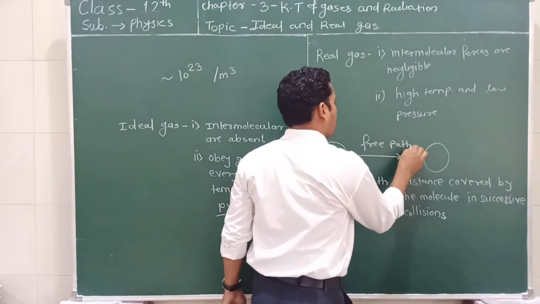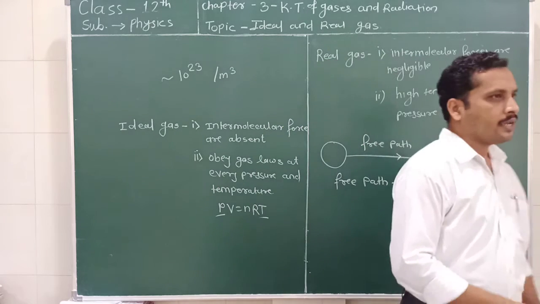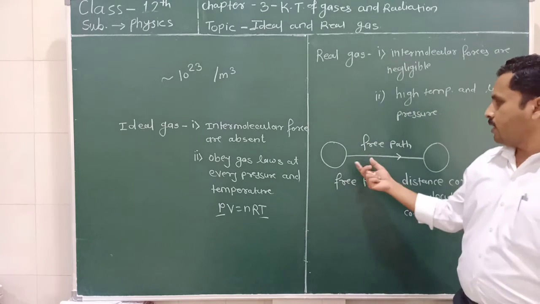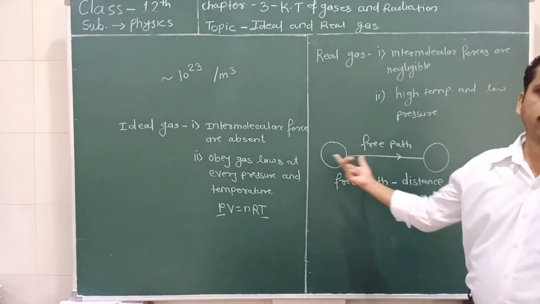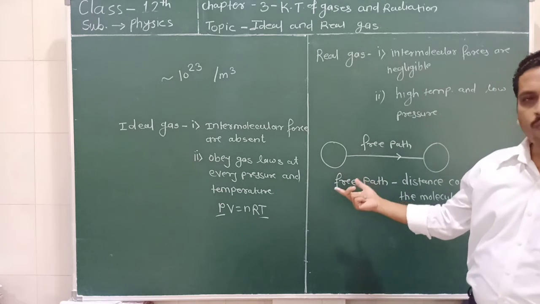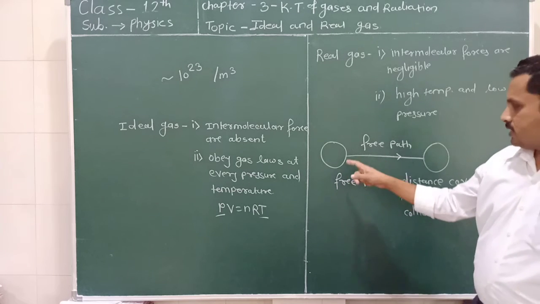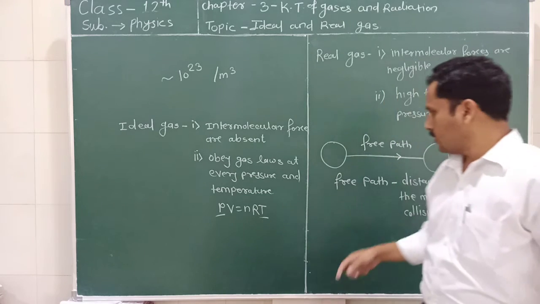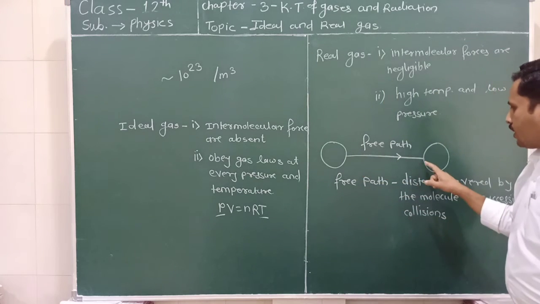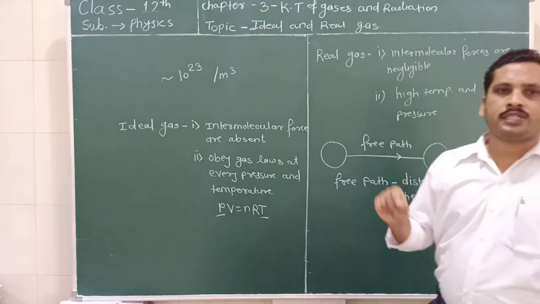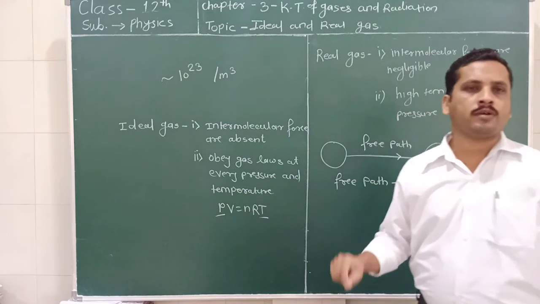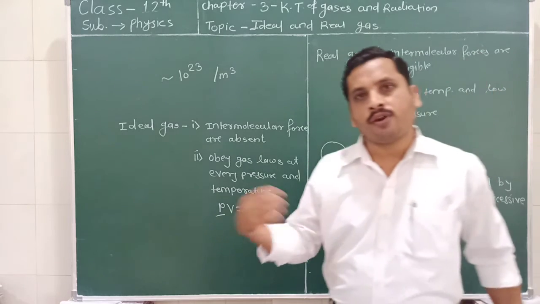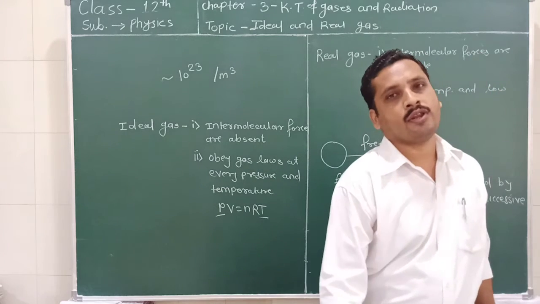Why is it called a free path? We already stated that in the ideal gas the intermolecular forces are absent, so there will be no force acting on these molecules, so they are free to move within the container, hence this path is called the free path. Now what happens when they collide? When they collide, it changes the direction and the speed of the molecule, and then the molecule may collide with another molecule.